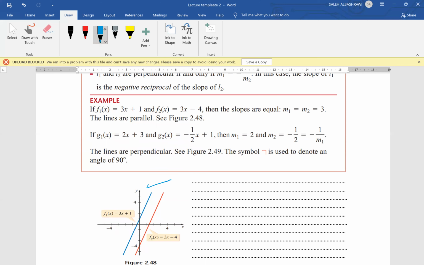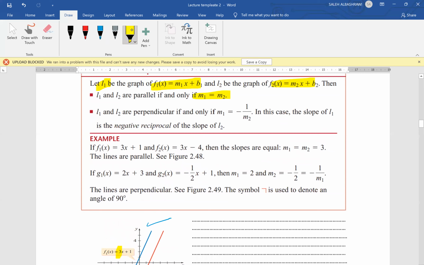So the two lines are parallel if m1 equals m2, if they have the same slope. For example, the slope of the first line, the blue one, is 3. The red one also has the slope equal to 3. If the two lines have the same slope, then they are parallel. They will never intersect. So we say they are parallel if m1 equals m2.